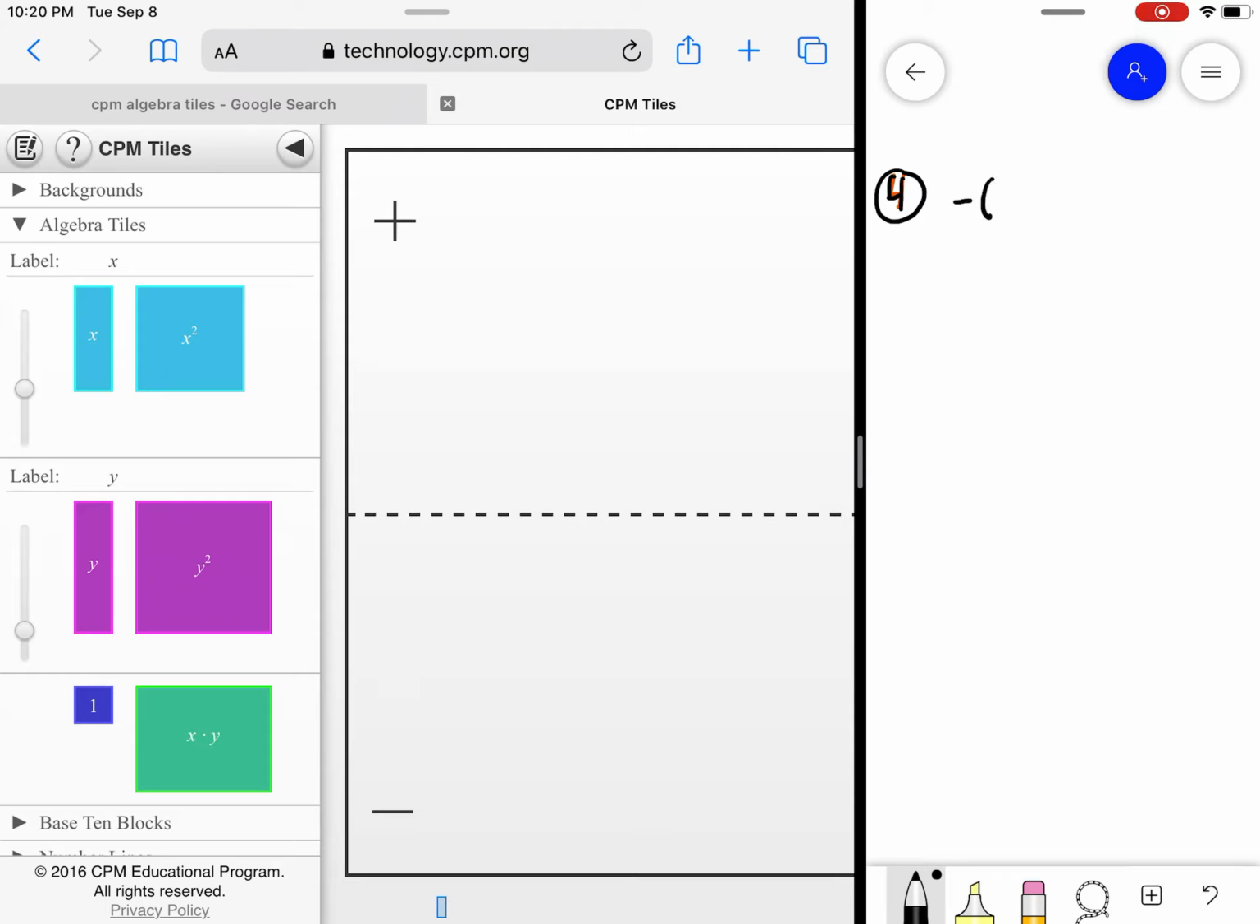Let's say we have negative times the quantity 2x plus 4, plus x minus 6. And then the last one, negative times the quantity 5 minus 3x, plus 2x squared minus 3. So I want you to try those two, and when you're finished, I want you to submit these 5 problems to me on Schoology.